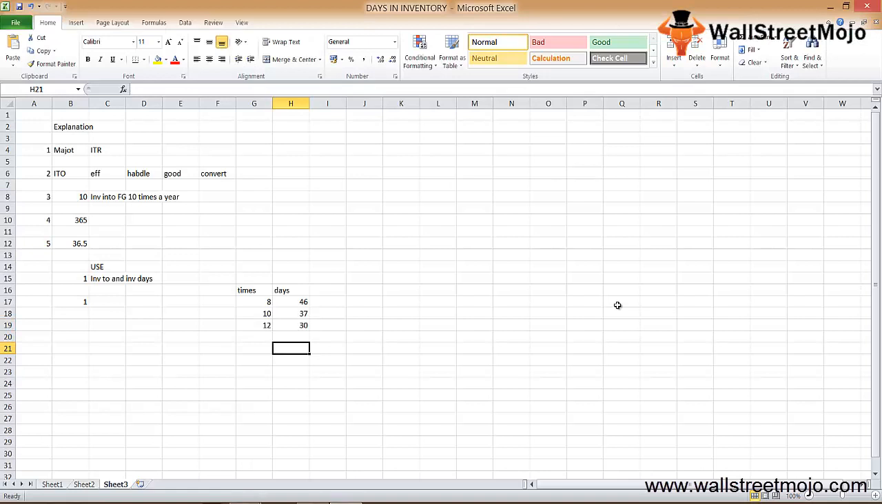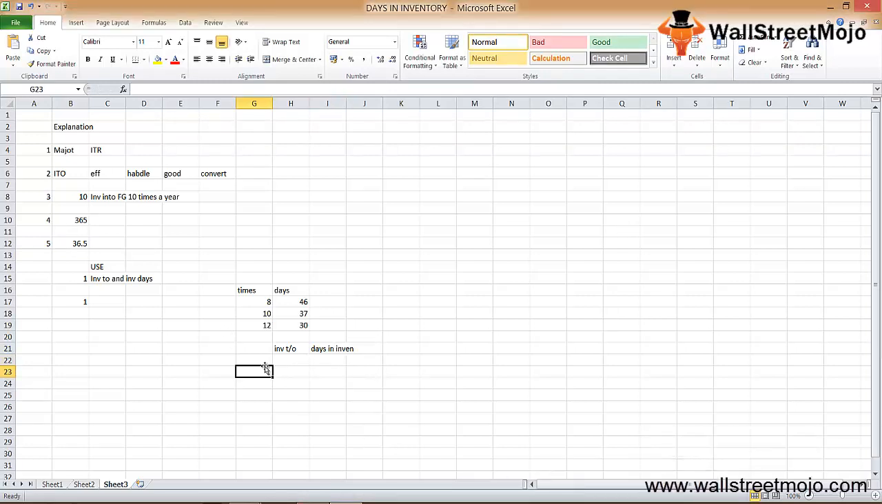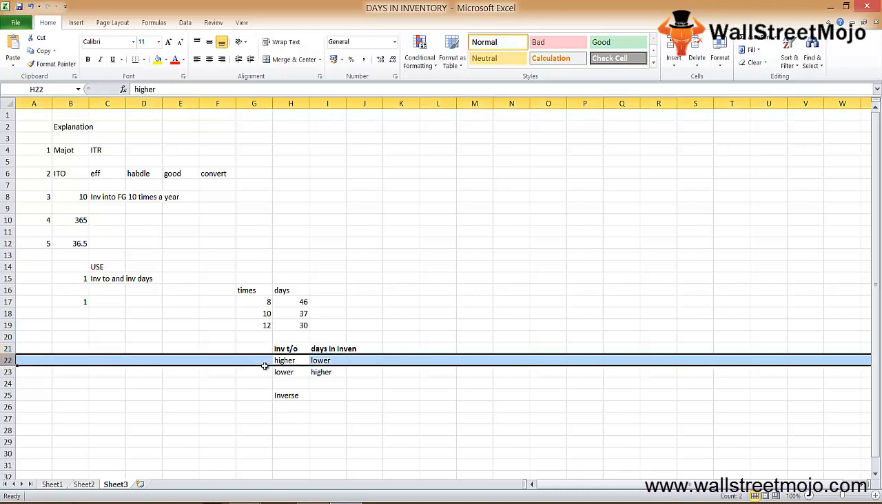So let's make some analysis over here. Inventory turnover ratio and days in inventory. So what do we see? We see that if your inventory turnover ratio is higher, your days in inventory is going to be lower. And if your inventory turnover ratio is lower, then your days in inventory is going to be higher. So what we can see, there is an inverse relationship between the inventory turnover ratio and the days in inventory, right? And this case is good.